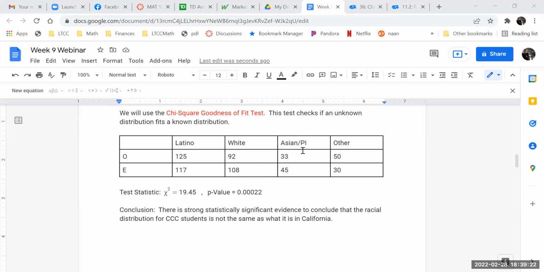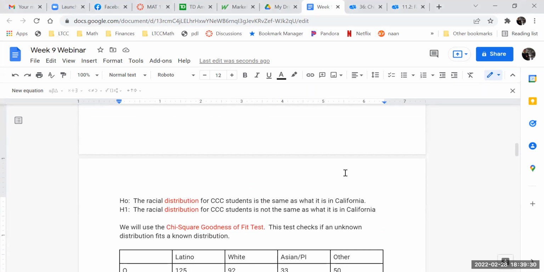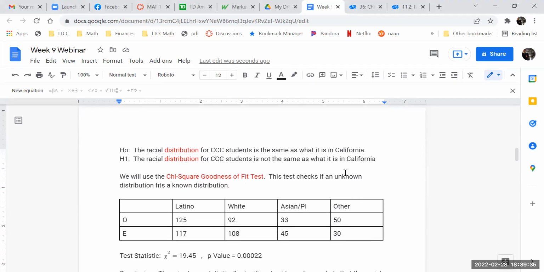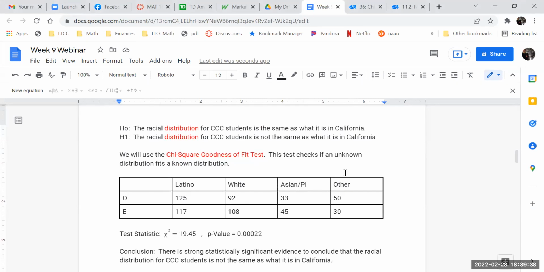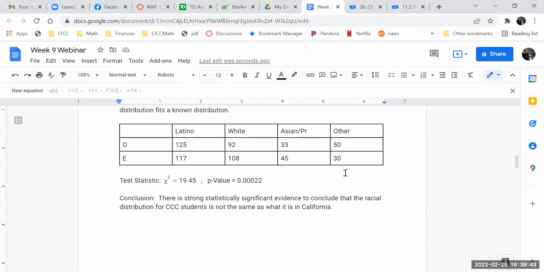Write down the null and alternative hypotheses. Write down the test you're using, the name of the test. Write down the observed expected table. Find the test statistic and p-value and state the conclusion. Those are the things I'll be asking for. Again, it's a lot easier than what we've been doing. But that doesn't mean you have an easy week, because what should you be focusing on this week?